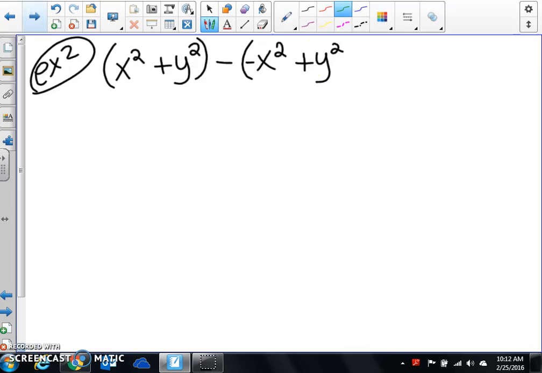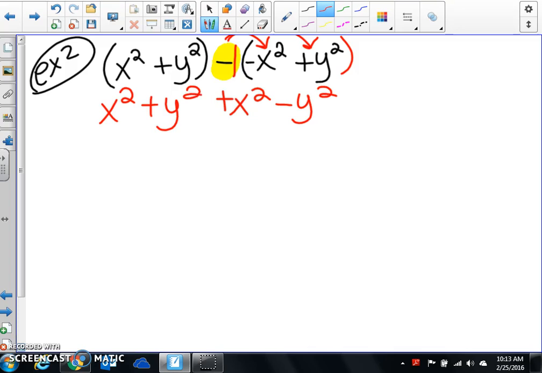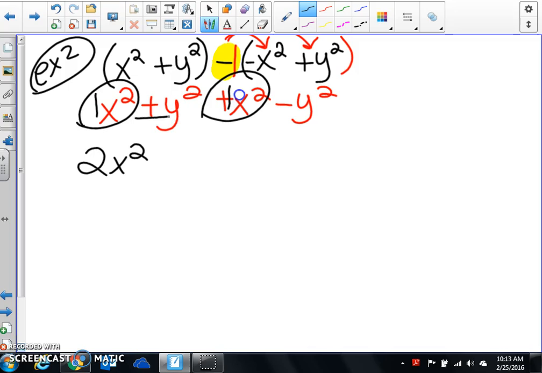Next one. All right, this time I have a minus sign. So I need to make this a negative 1, and I need to distribute that negative 1. So negative 1 times a negative x squared is a positive x squared. Negative 1 times a positive y squared is negative y squared. Drop the first parenthesis. And now I combine like terms. So I've got 1x squared plus 1x squared gives me 2x squared. And then I have a positive y squared minus 1y squared. So 1 minus 1 is 0. So those just cancel. Done.